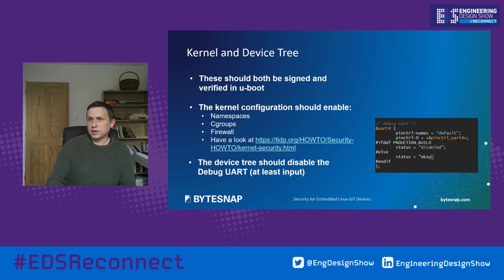And the device tree should disable the debug UART, at least in production, and you can see an example of how you might do that in the device tree.